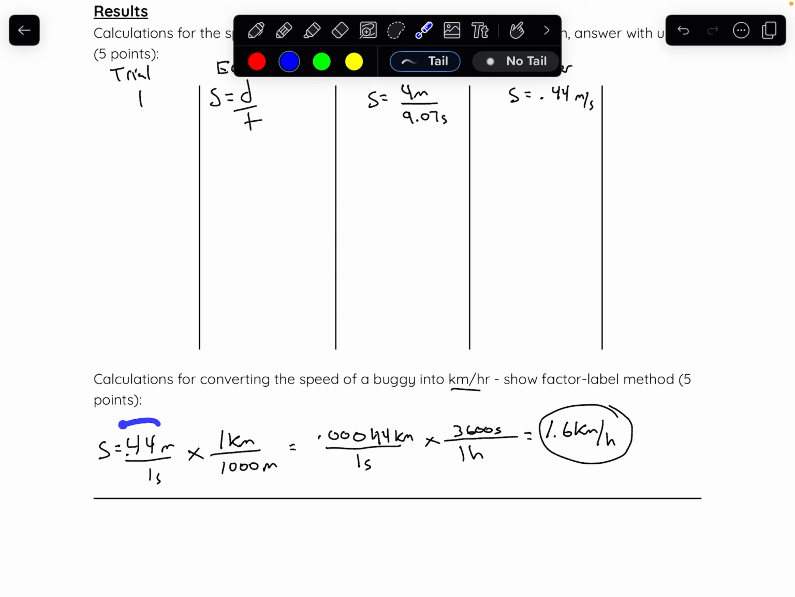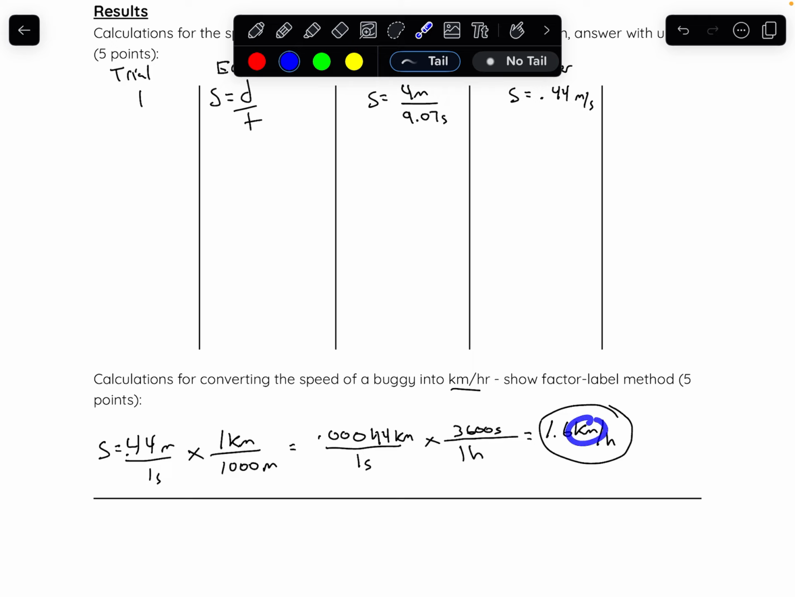If I wanted to convert 0.44 meters per 1 second into kilometers per hour, I would need to know how many kilometers there are per meter. There is 1 kilometer for every 1,000 meters. We talked about that in the pre-lab. I can set up this equality as a conversion in order to cancel meters, because meters in the top and meters in the bottom will cancel. Then my only unit left on the top becomes the kilometer.